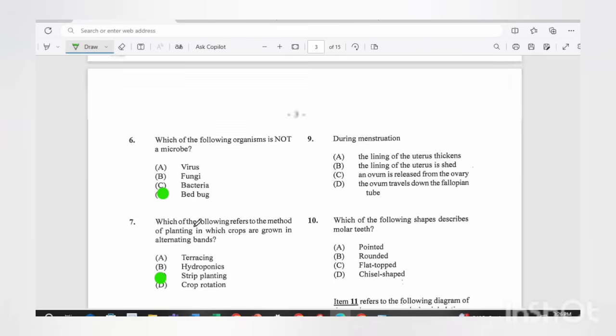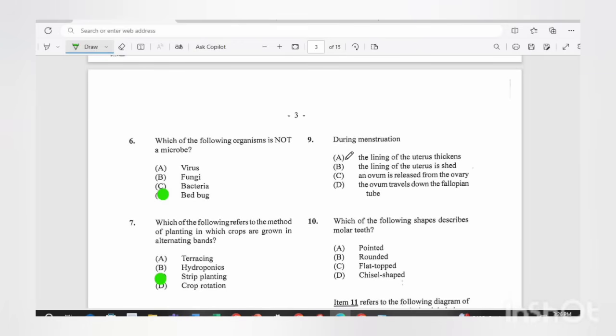Question 9. During menstruation, A. the lining of the uterus thickens, B. the lining of the uterus is shed, C. an ovum is released from the ovary, or D. the ovum travels down the fallopian tube? The answer there is B. the lining of the uterus is shed.